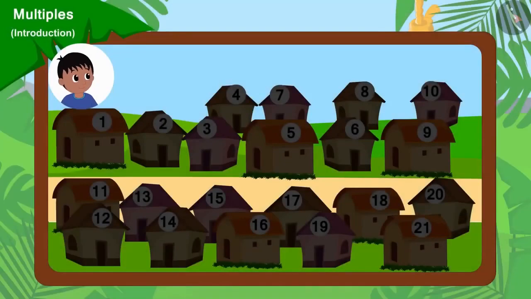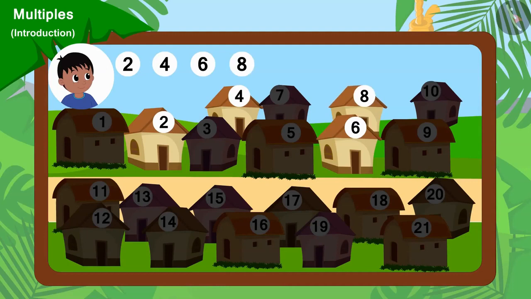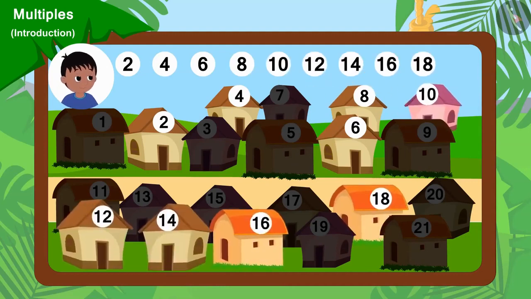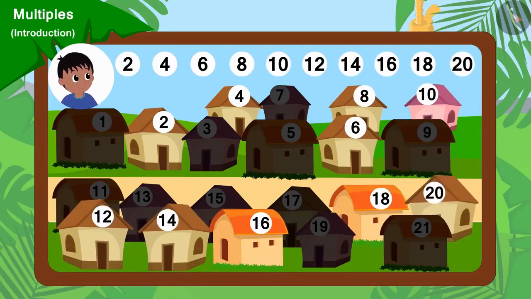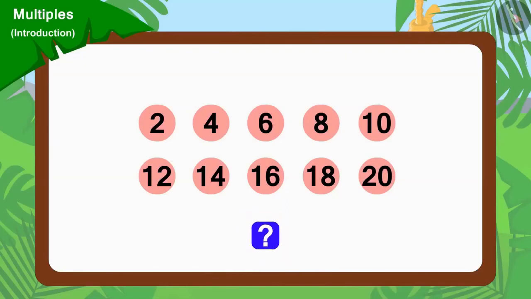Well done children, you have found the correct answer. Raju will go to collect donations from house numbers 2, 4, 6, 8, 10, 12, 14, 16, 18 and 20. Children, do you see anything special in these numbers?